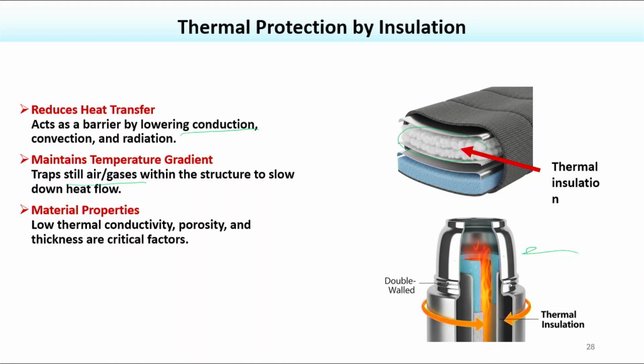The material properties we can use here are a low conductivity or porous material and high thickness. If we increase the thickness, keeping the mass constant, the conductivity will be lower. If we increase the thickness, that means high porosity will be there, so that will increase the thermal insulation.